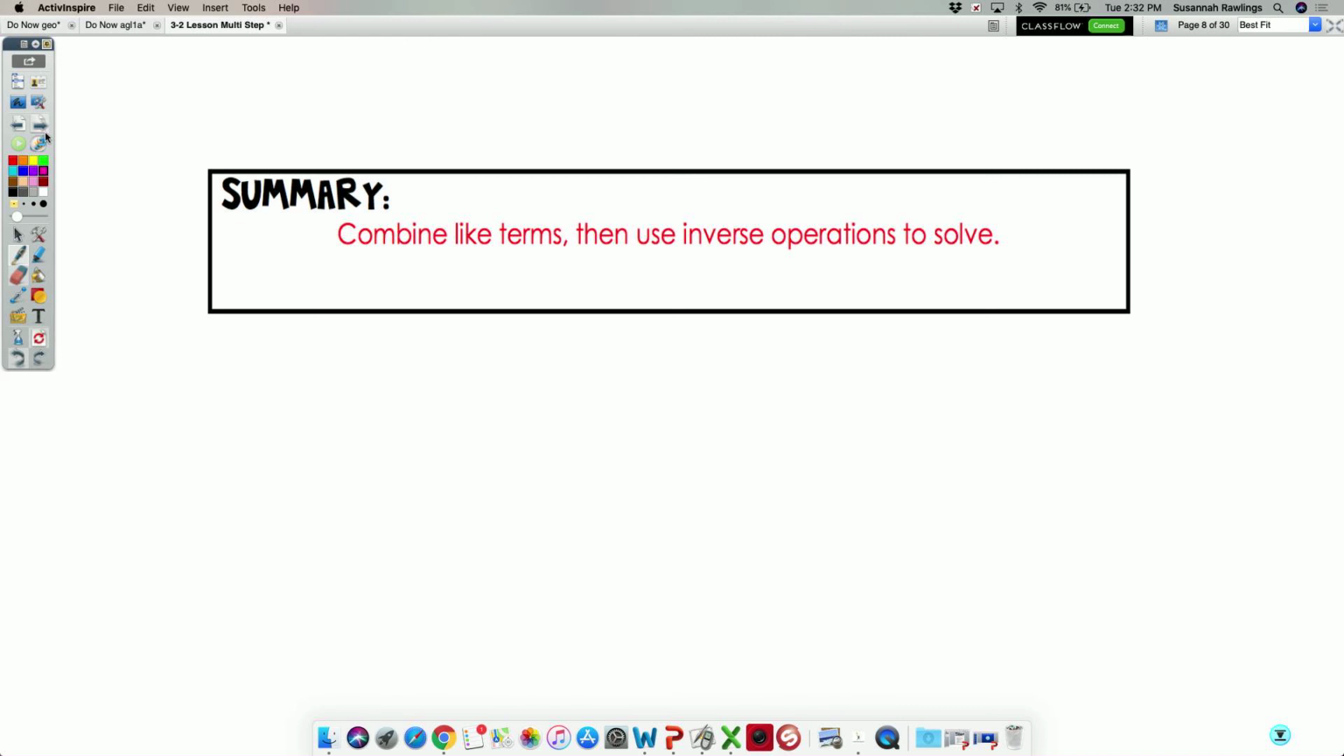Okay, so when we have variables on the same side, we want to combine like terms, which is what we just practiced. Then use inverse operations to solve. Does anyone know what inverse means? Opposite. Very good, Quinn.